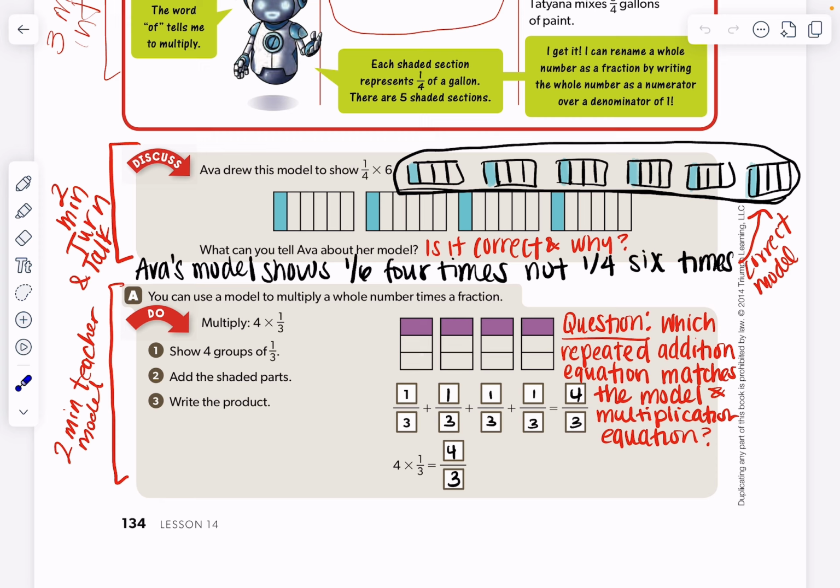Ava drew this model to show 1/4 times 6. What can you tell Ava about her model? Ava's model is not correct because in one of the models we see this is 1/6. She was supposed to show 1/4, not 1/6. She ended up showing 1/6 1 time, 2 times, 3 times, and 4 times. The correct way to have drawn the model is as drawn above.